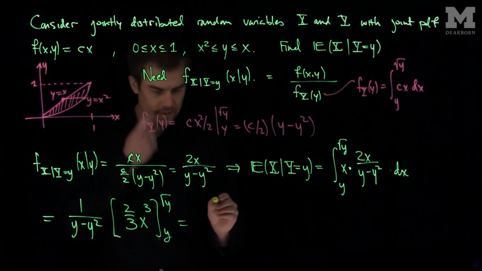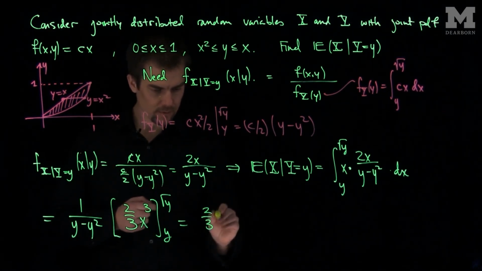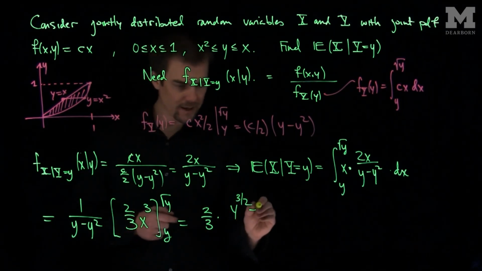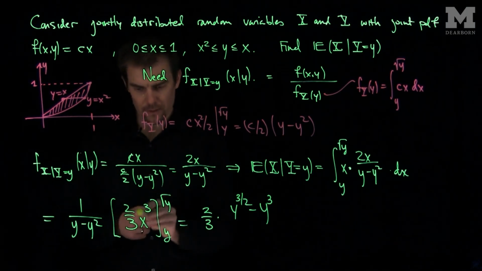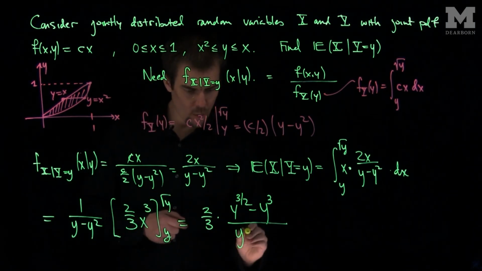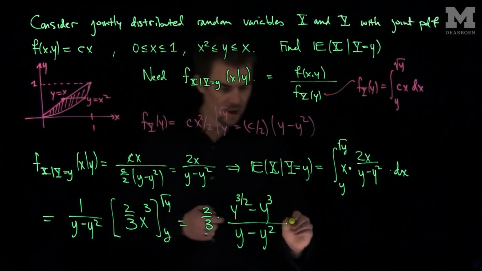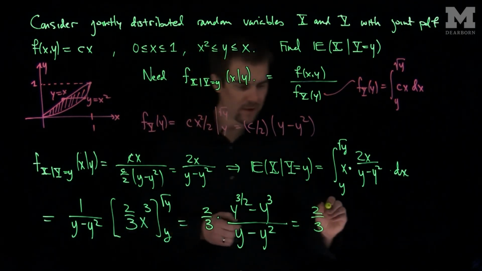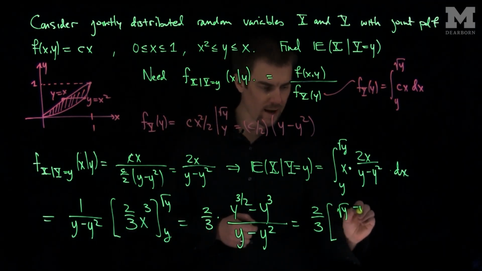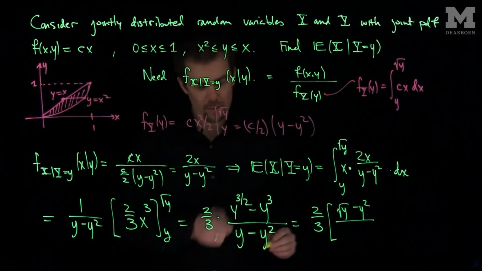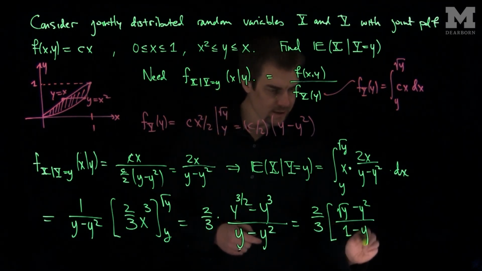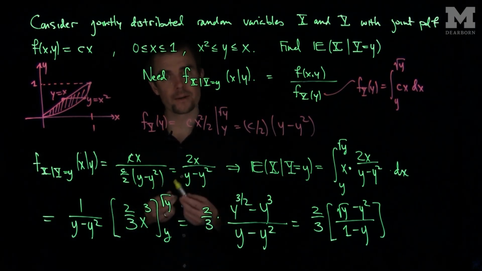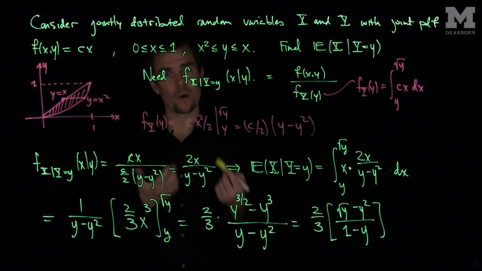The top will be 2/3 times y to the 3/2 power minus y cubed from the limits of integration, divided by y minus y squared. We can simplify this a little bit. I can pull a factor of y out of the top and the bottom. If I do so, I'll be left with root y minus y squared on top, and at the bottom I'm left with 1 minus y. And 2/3 times root y minus y squared, all divided by 1 minus y, is the expected value of X given that Y is equal to y.